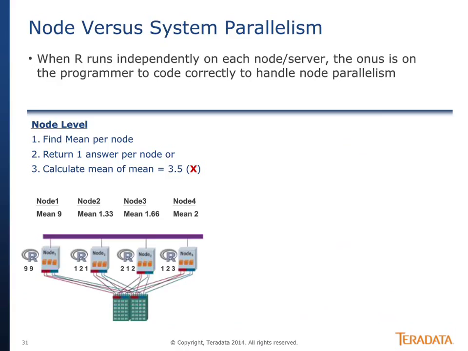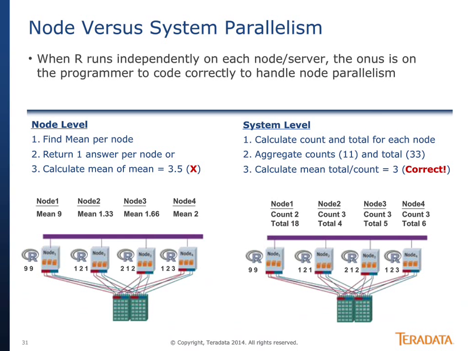What you actually have to do then is program slightly differently. You have to request a sum and a count from every node. When you bring those sums and counts back, you can then total those and divide to get your overall average. So the point here is that node-level parallelism is very powerful, but the problem is that there are a lot of instances where you have to do some different coding, and you have to be aware of how to code for that parallel environment. The system parallel function, of course, when you ask for the mean, would handle all of that for you.